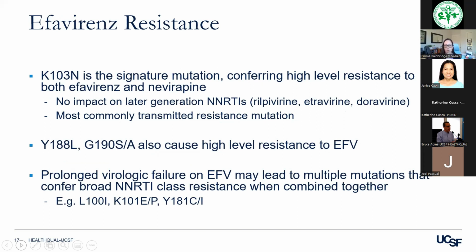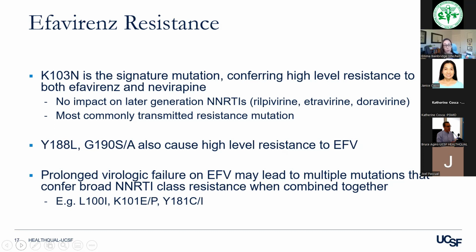It is the most commonly transmitted resistance mutation. So some patients get this mutation at the time of infection, and it has nothing to do with their adherence history. Some other mutations to know about that are relevant for efavirenz are the Y188L and the G190S or A, because those also cause high-level resistance.